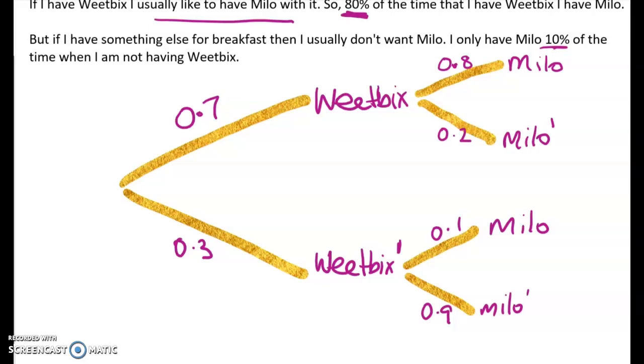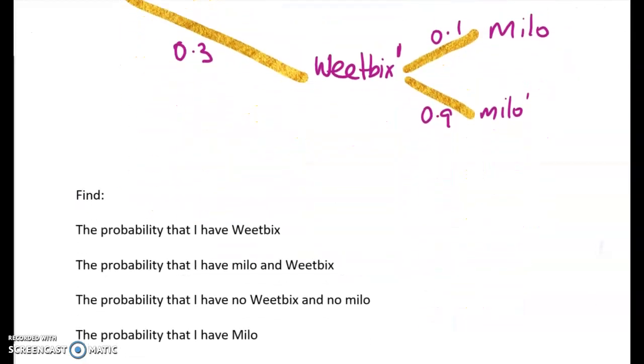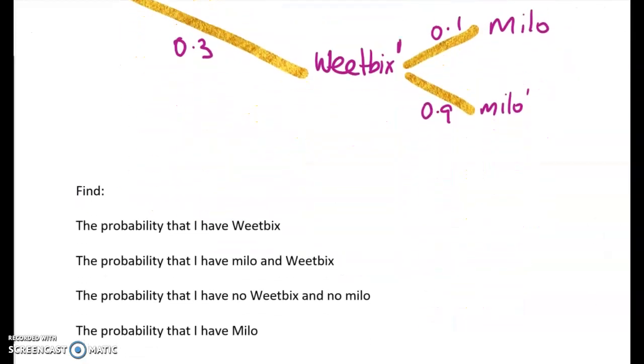Now, let's look at the kind of things we might be able to figure out with this. So here are just 4 questions. What's the probability that I have Weet-Bix? And we're going to write that as P bracket Weet-Bix, and I'm going to just use W for Weet-Bix. Next, the probability that I have Milo and Weet-Bix. I'm going to write this like this, P of W and M.